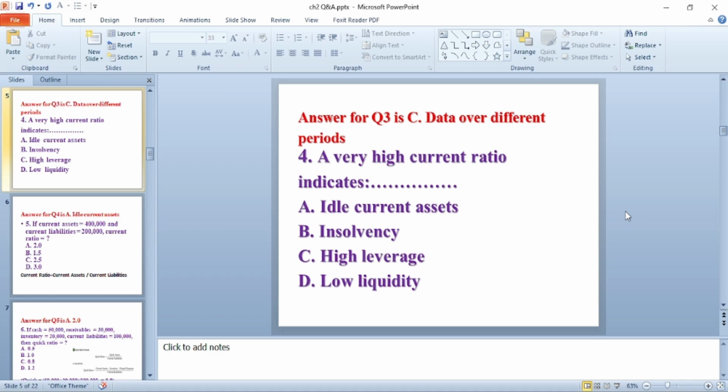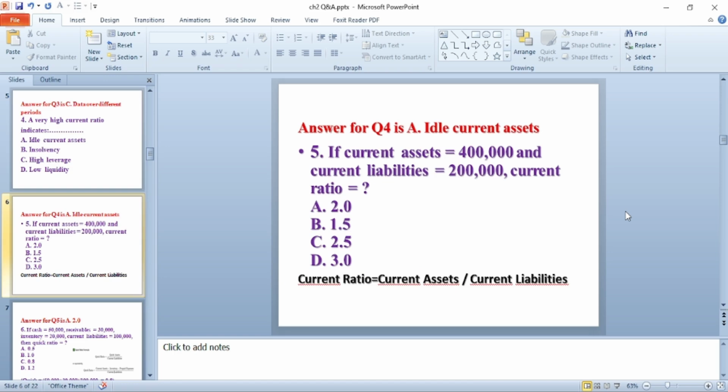Question number 4. A very high current ratio indicates dash: A. Idle current asset. B. Insolvency. C. High leverage. D. Low liquidity. The answer for this question is A. Idle current assets.